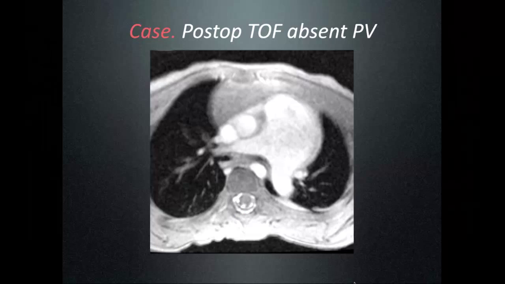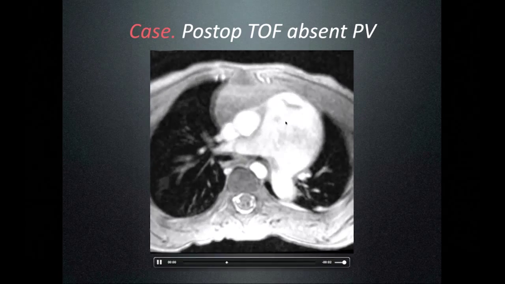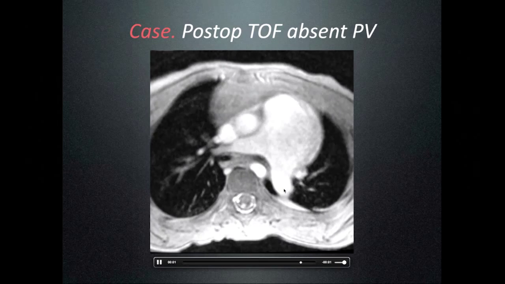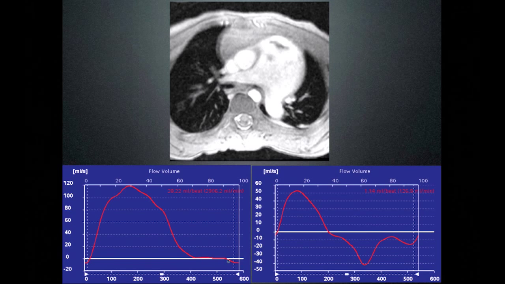So why is it important? This is an example. This is a poster of TOF with absent pulmonary valve. Main pulmonary artery is still humongous, and right pulmonary artery and left pulmonary artery are a little bit larger. However, when you measure the blood flow, this is the case. In the right pulmonary artery, there is no regurgitation at all. However, in the left pulmonary artery, systolic ejection time is shorter, and there is severe regurgitation. So eventually, the blood flow distribution is 96% to the right pulmonary artery, only 4% to the left pulmonary artery. So this is the extreme case.